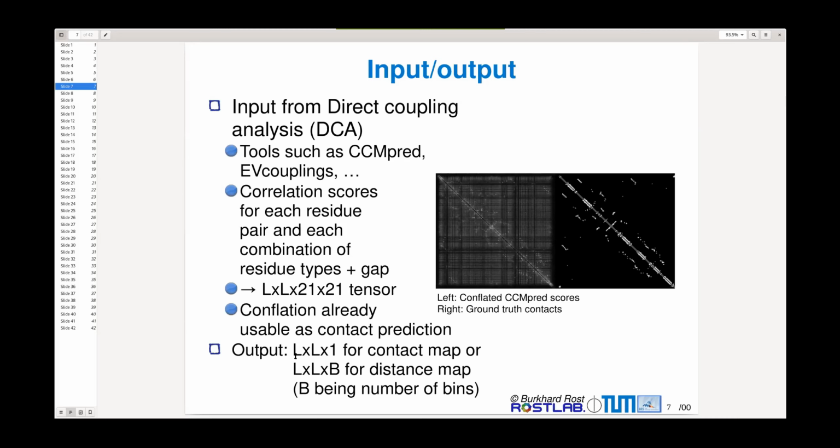Now, what we want in the output then is one of two things. If we're predicting contacts, it's simply a tensor of size L times L times 1. So we have one output channel for each residue pair, which gives you the probability of these two residues being in contact. And then for the distance probability distributions, well, you have multiple output channels, where B is the number of bins, for example, 42 in the example I showed you.